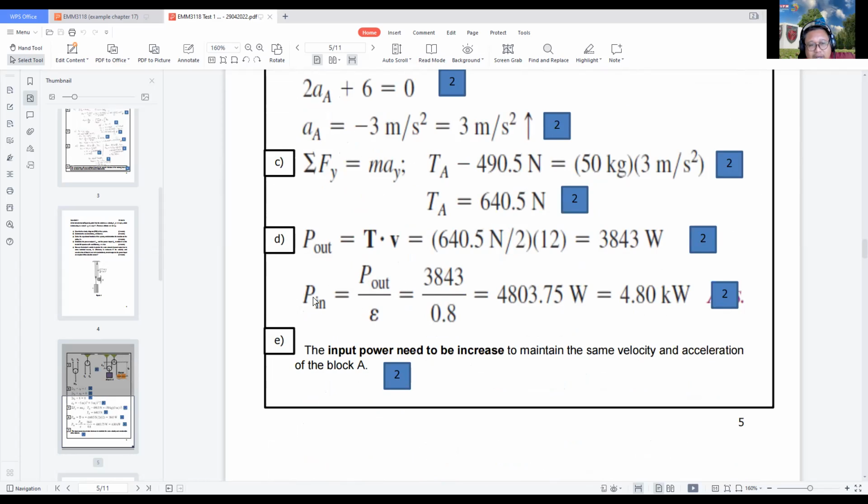And then to calculate the power input, basically you rearrange the equation for efficiency. Then after you calculate, you get 4.8 kilowatt. And the last one, what happens if you want to maintain the acceleration and the velocity of block A if the efficiency is reduced? So what you need to do is to increase the input power.